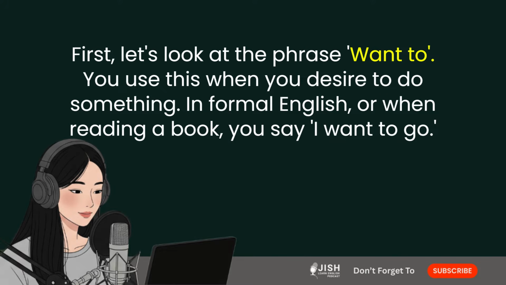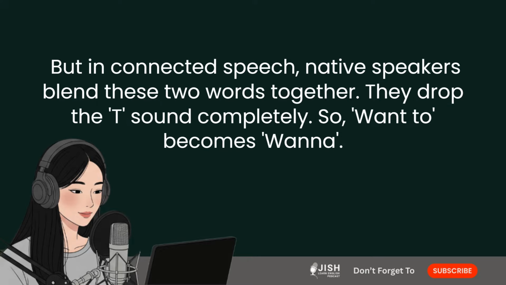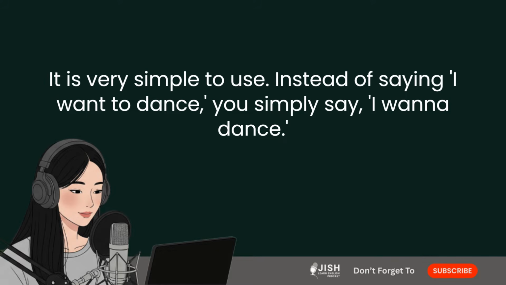First, let's look at the phrase want to. You use this when you desire to do something. In formal English or when reading a book, you say, I want to go. But in connected speech, native speakers blend these two words together. They drop the T sound completely. So want to becomes wanna. It is very simple to use. Instead of saying, I want to dance, you simply say, I wanna dance.